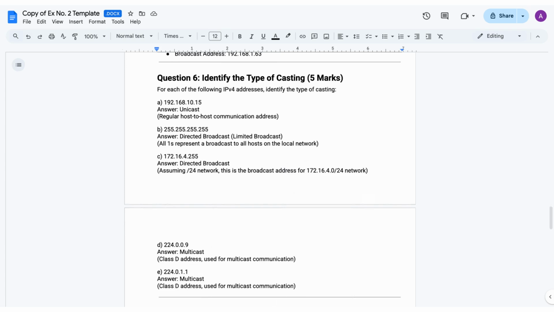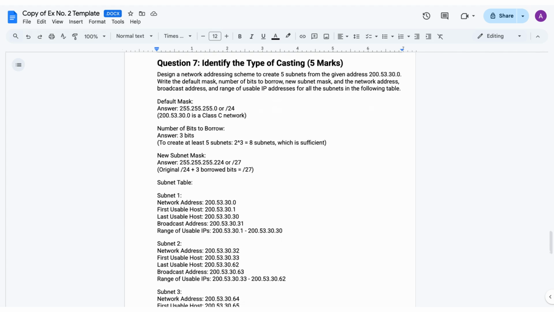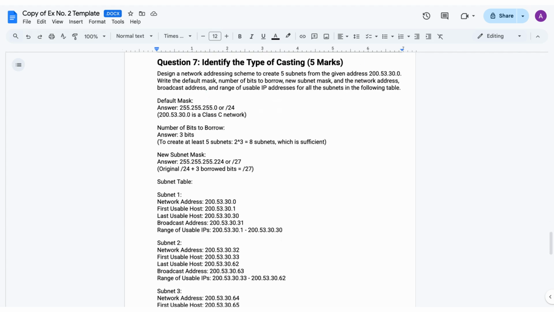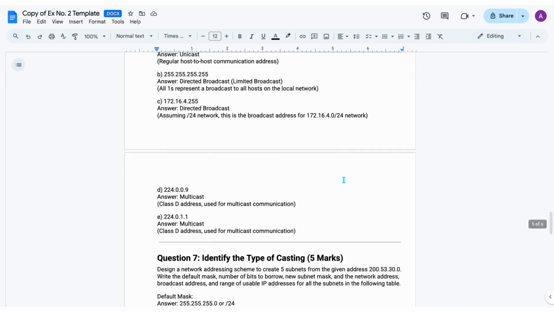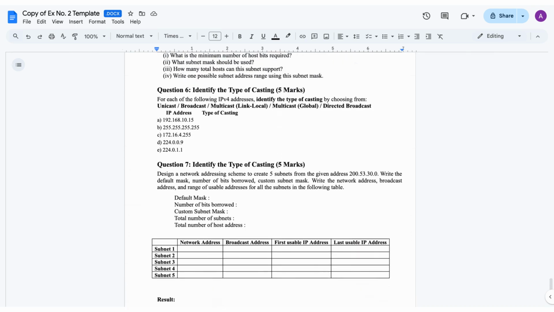The next question is identifying the casting types. Regular addresses like 192.168.10.15 are unicast, and addresses like the limited broadcast address are broadcast. Class D addresses starting with 224 are multicast addresses. The next question is again identifying the casting types, which is a repetitive question.